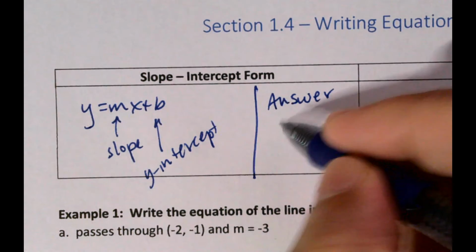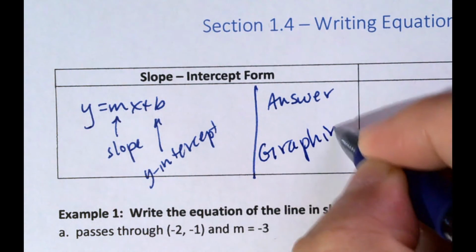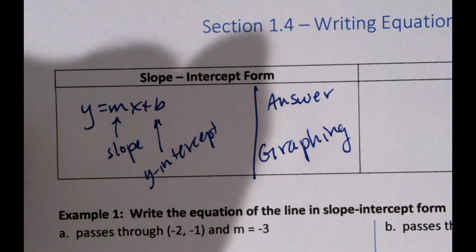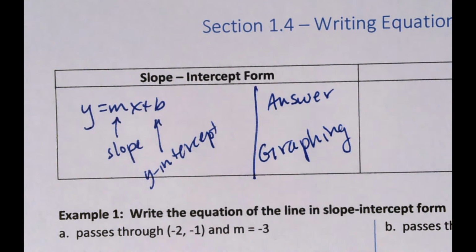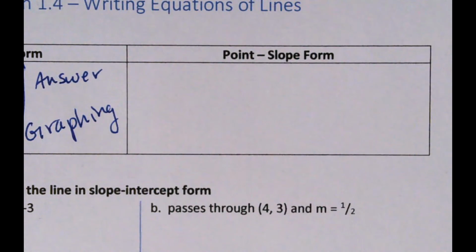Another one is, this is good for graphing. This is the form we use when we want to graph a line. Given the equation of a line, if it's not in that form, we change it to that form and then graph the line. All right? The second form we have here is the point-slope form.